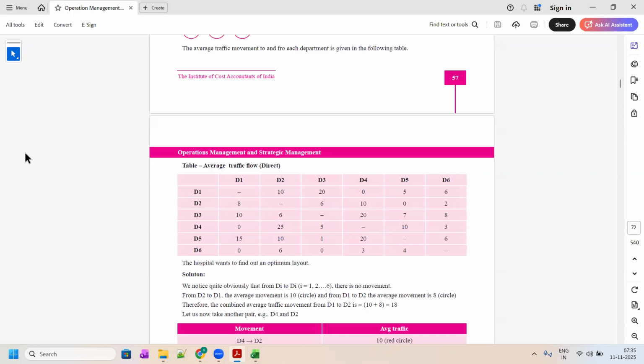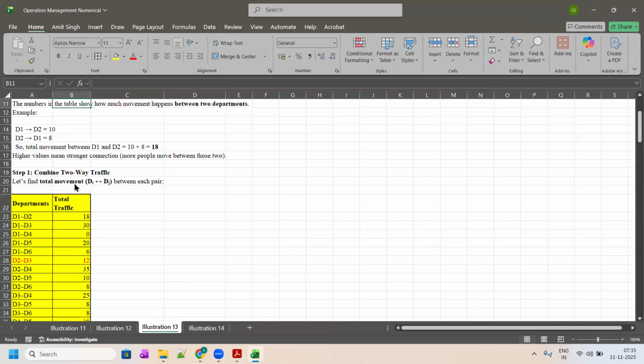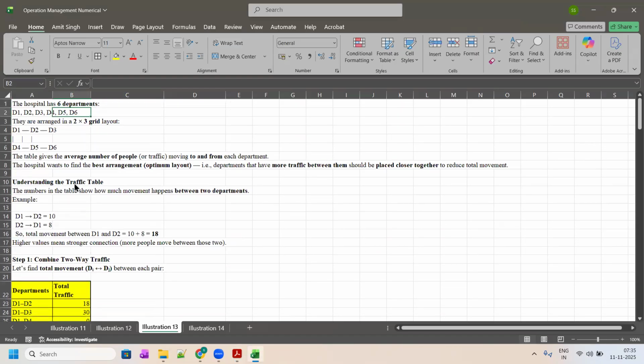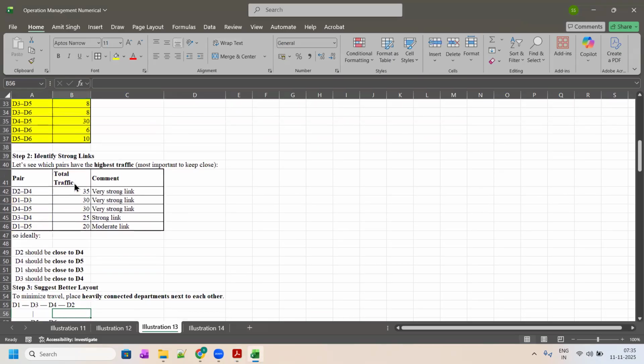Clear, everyone? Yes, sir. So we calculated the distance based on the Manhattan distance formula. This is the traffic data we calculated. For those pairs which have higher values, we'll say they are strongly linked, so if we bring them closer to each other, it would be better.